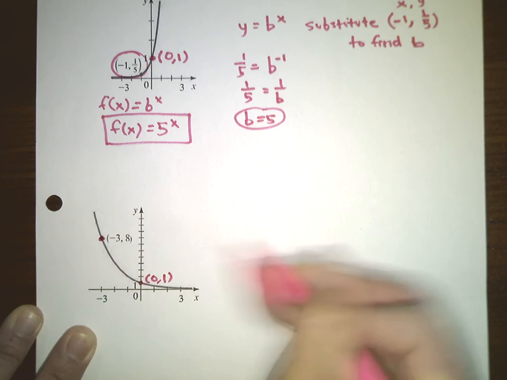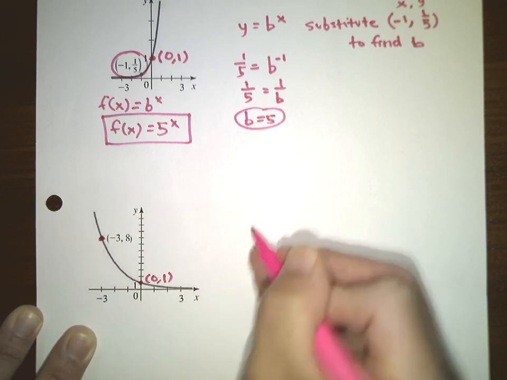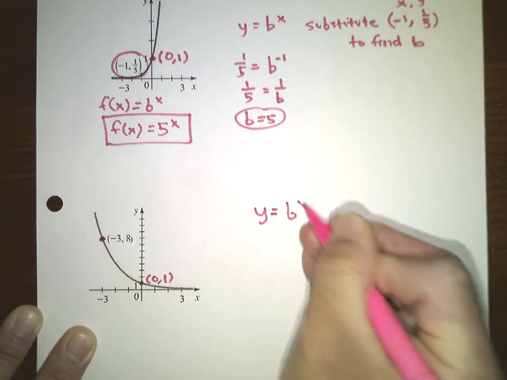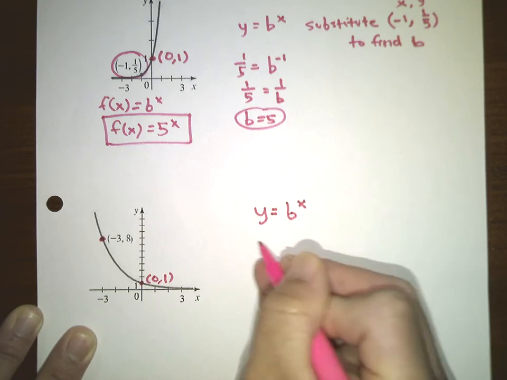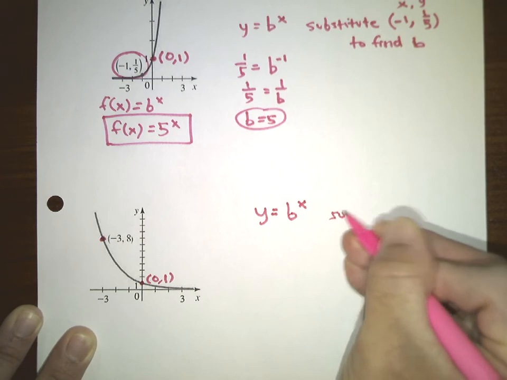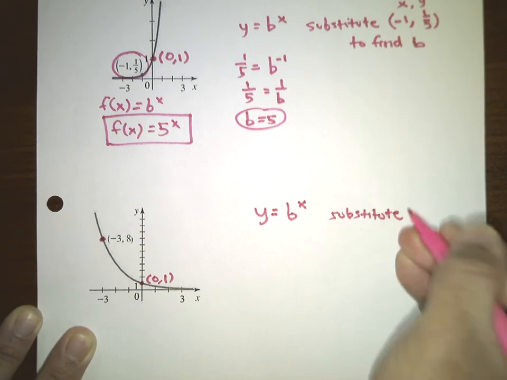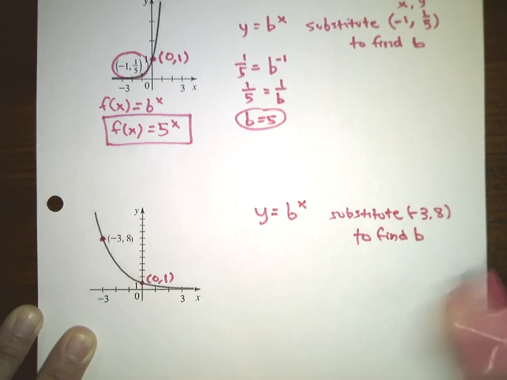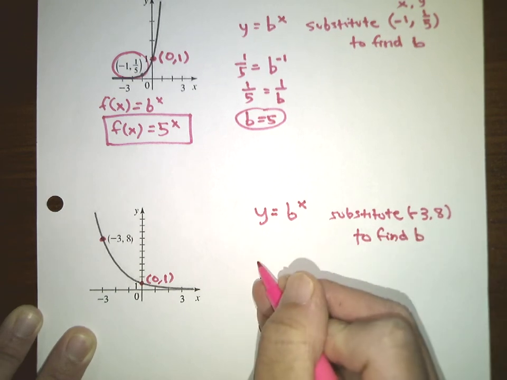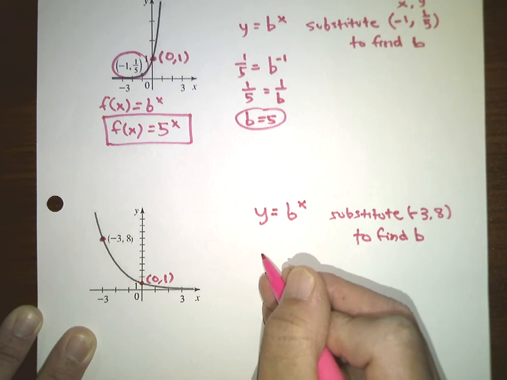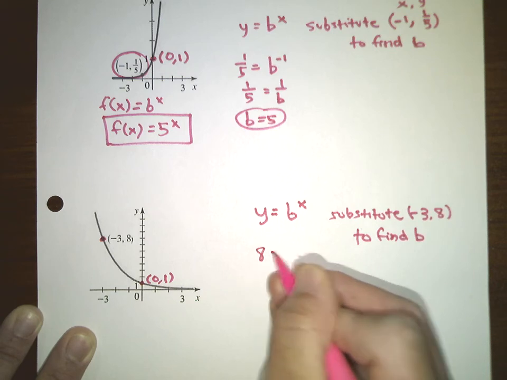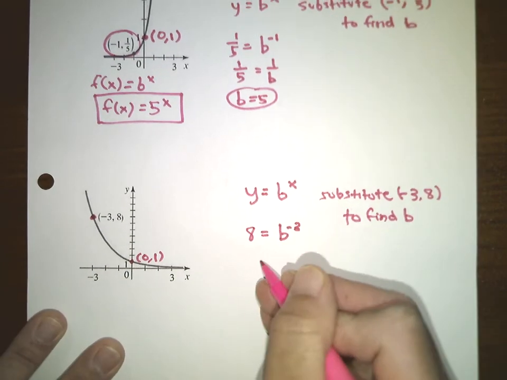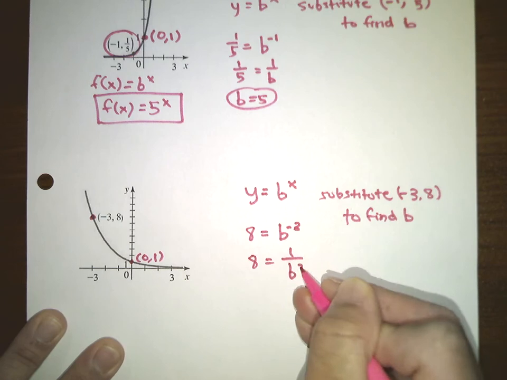If we want to find the equation, we're having a point that's given to us. So y is equal to b to the x. And then if we want to find b, we're going to substitute the -3, 8 to find out what the b is. So 8 is equal to b to the -3, but b to the -3 is the same as 1 over b to the third.